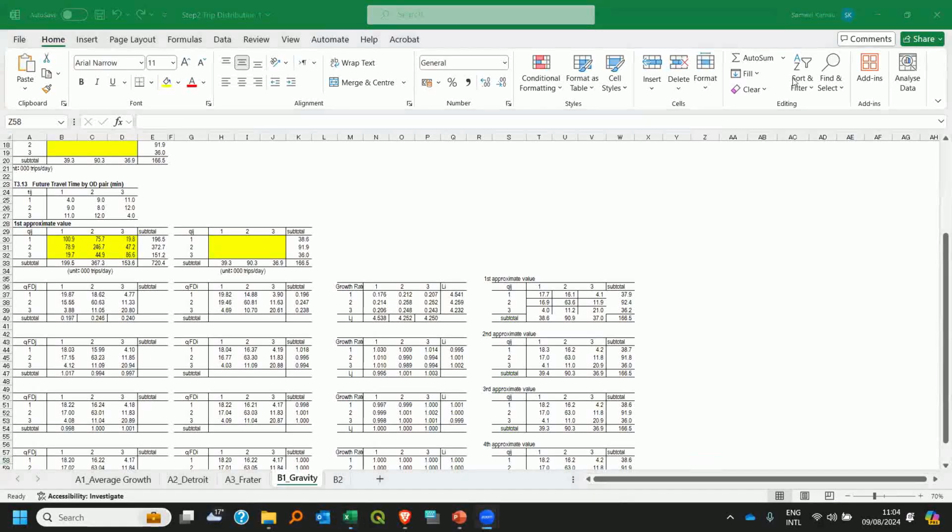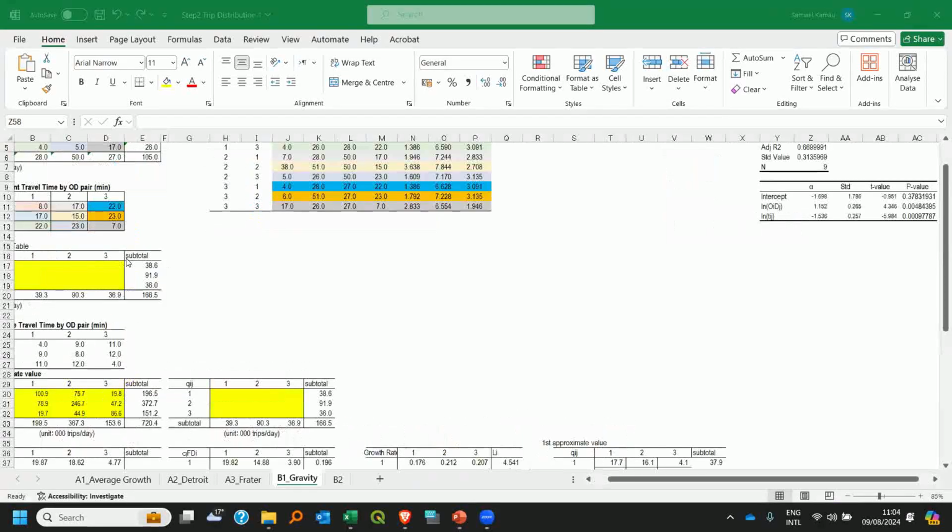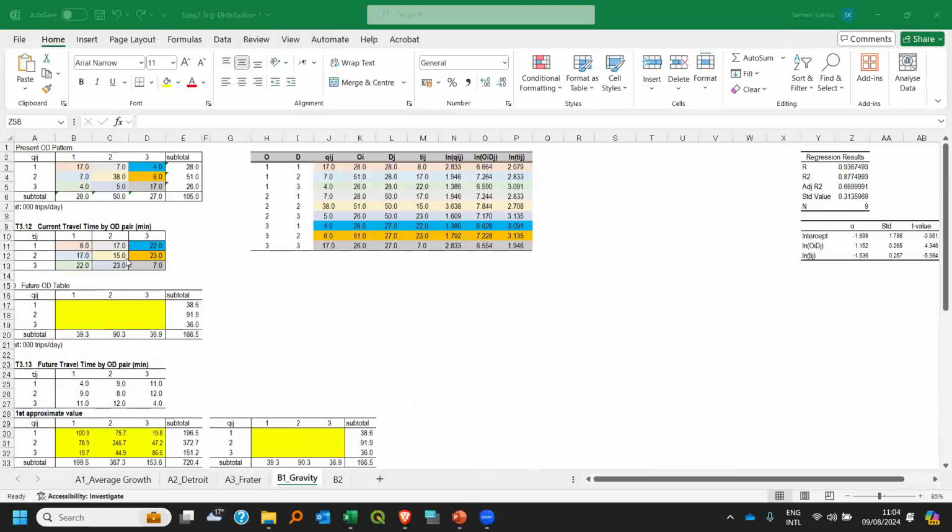For example, among the OD pairs, origins and destinations, travel times are developed. From 1 to 1, 8 minutes. From 1 to 2, 70 minutes. From 1 to 3, 22 minutes. Yes, it's developed.